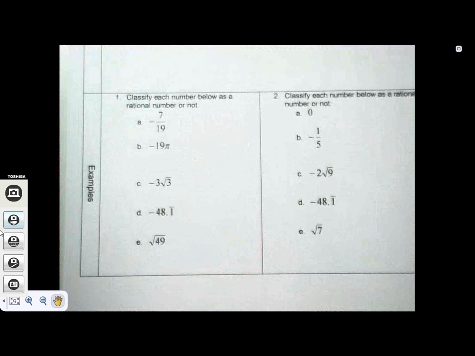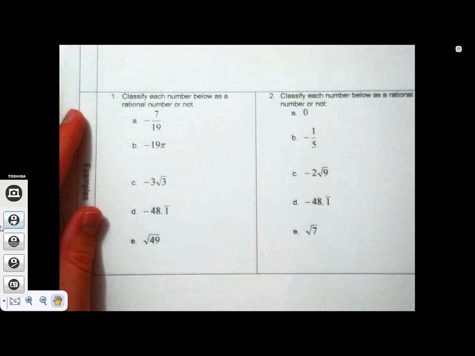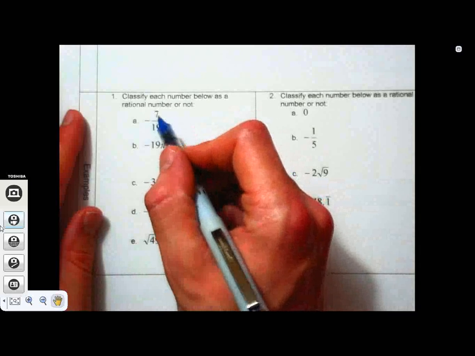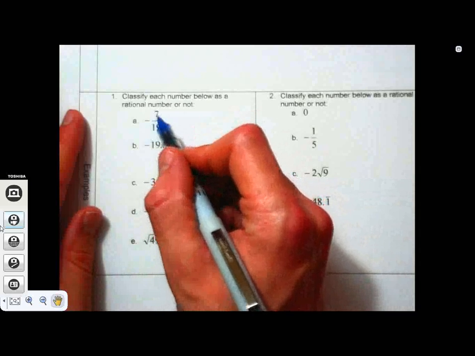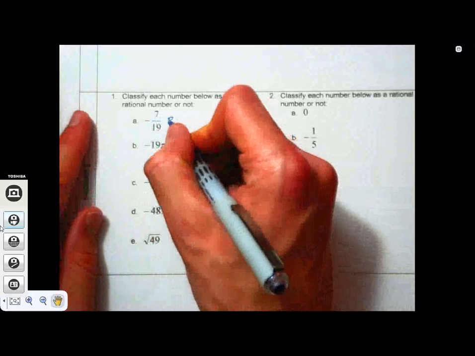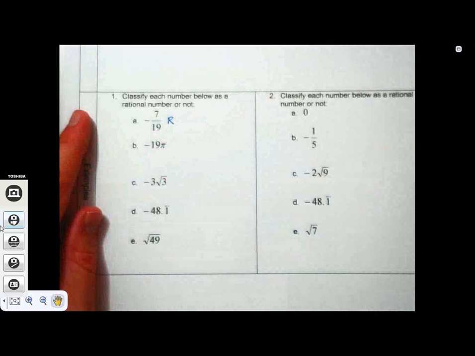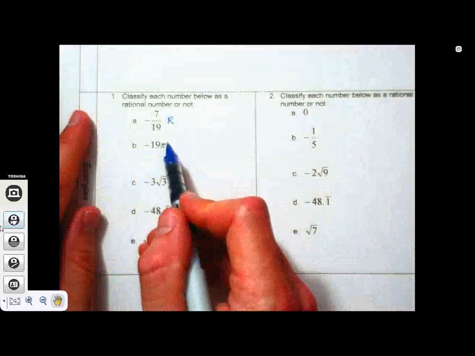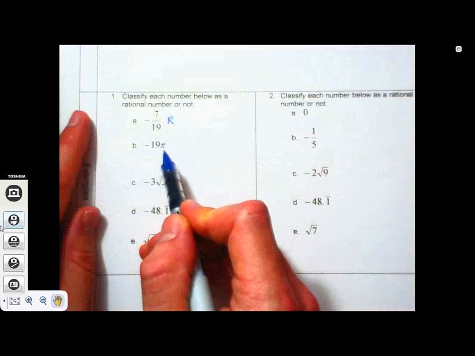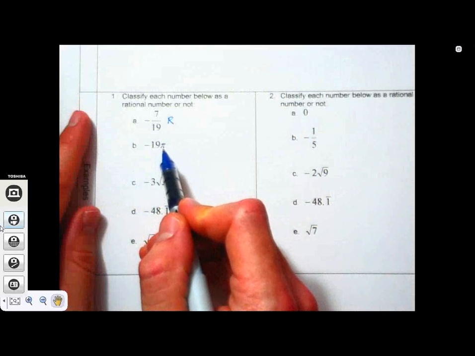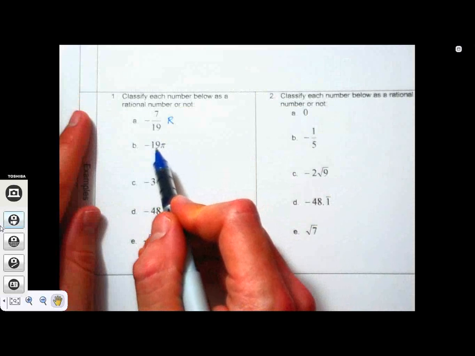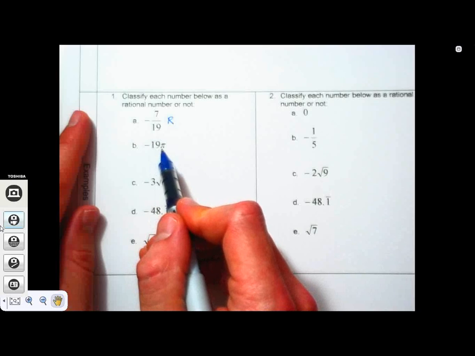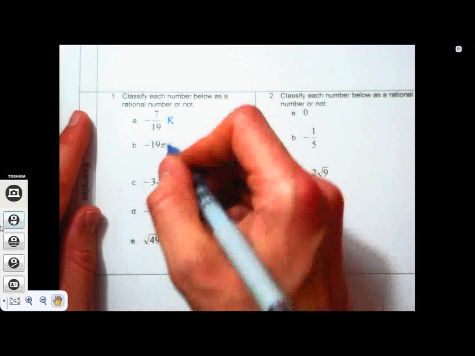Pause the video and then restart it after you've given it a try. Okay, so as we said, rational numbers include all the fractions. So -7/19 is a fraction, so that's definitely a rational number. -19 pi for B, well, we discussed how pi was actually irrational. It's a decimal that never ends and doesn't have a repeating pattern. Well, anytime you multiply an integer by an irrational number, it stays as irrational. So this would be no.